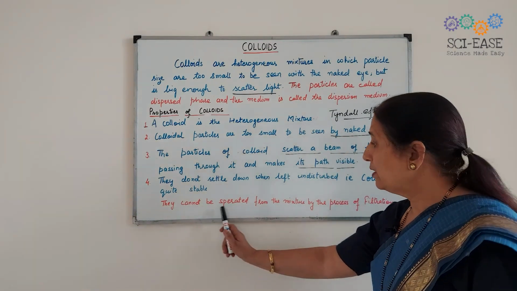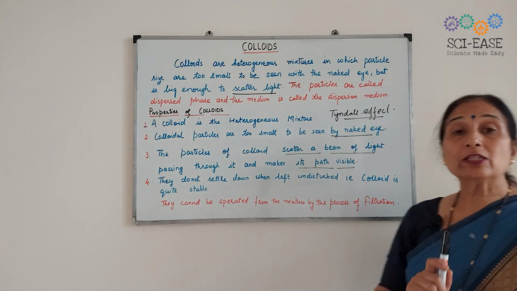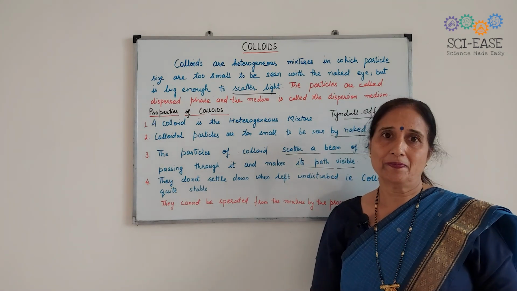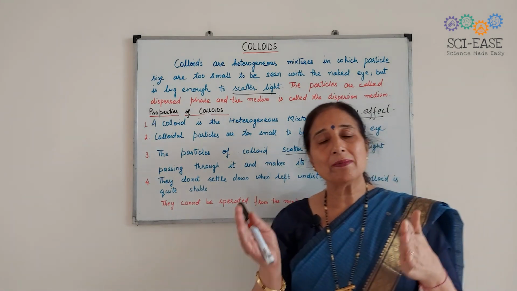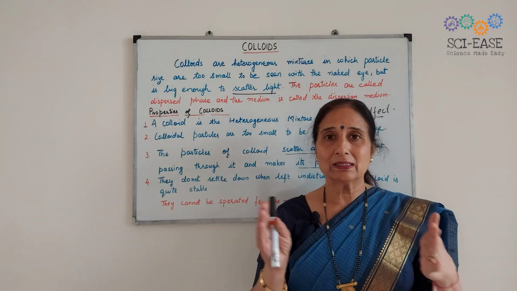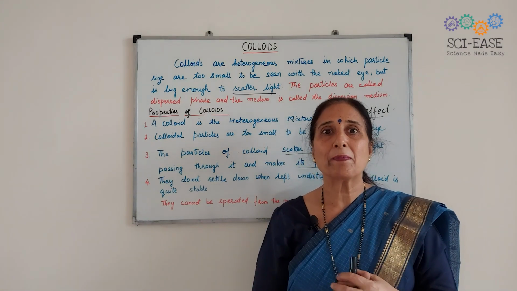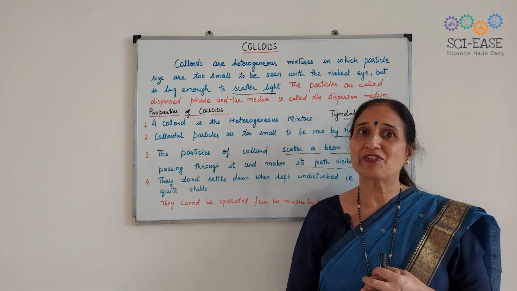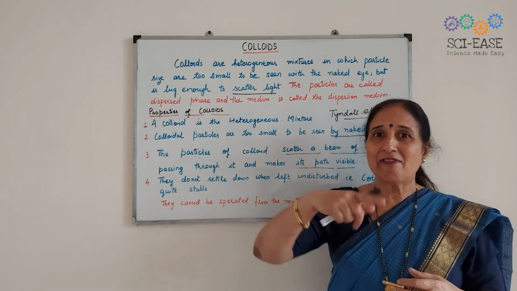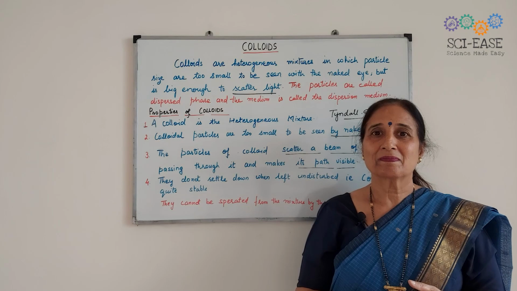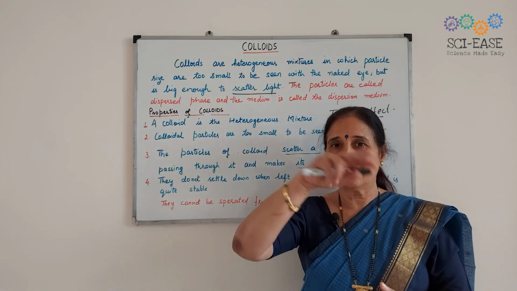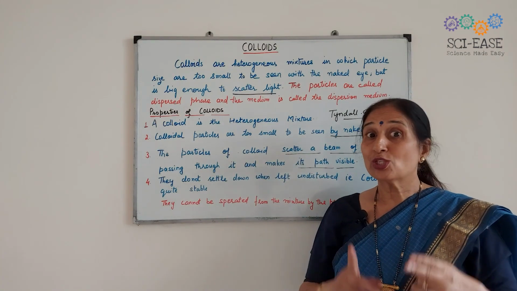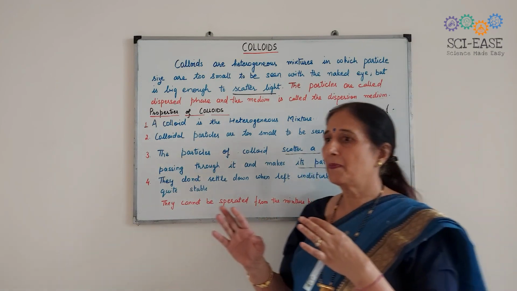Next point, they cannot be separated from the mixture by the process of filtration. They can pass through the pores of the filter paper. But there are some other physical methods by which we can separate butter from the milk, and that is centrifugation. In a mixie, when you rotate this milk, what will you get? Butter will float on the top and you will skim off that butter. So centrifugation is the method.